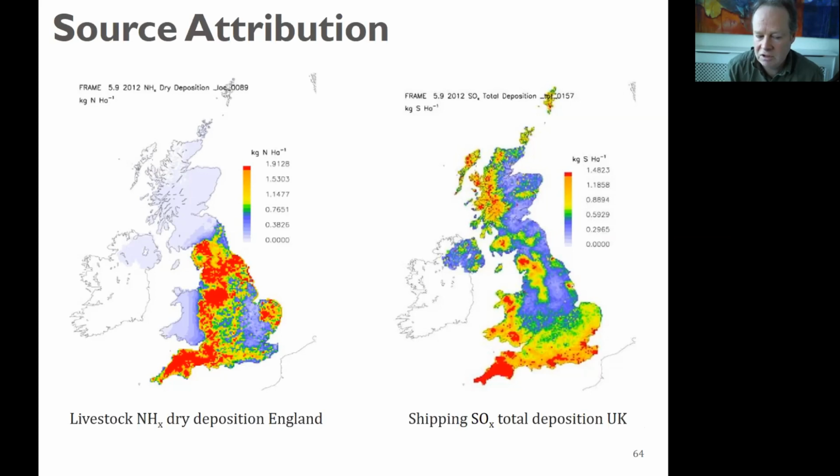So we've got livestock dry deposition for England, and on the right we've got sulfur from shipping. So we've created 100 or so maps of these different sources, and if you put all the maps on top of each other, you can build up a matrix of what is happening at that site. So next slide.